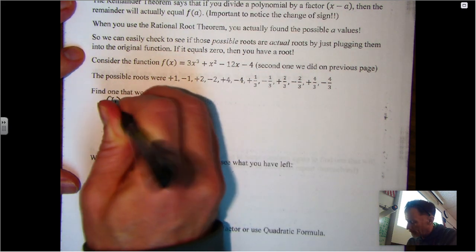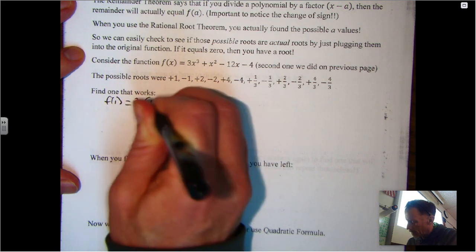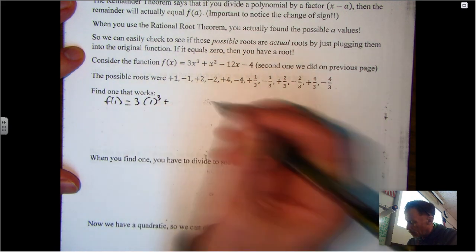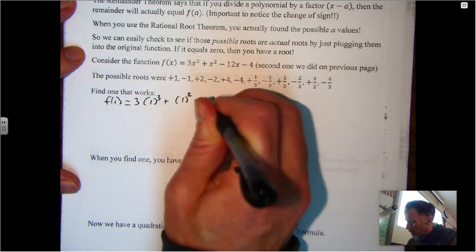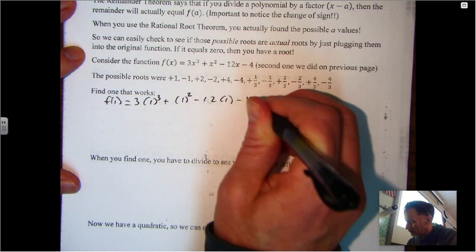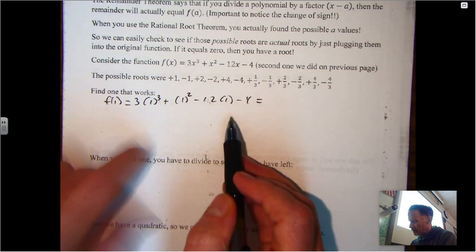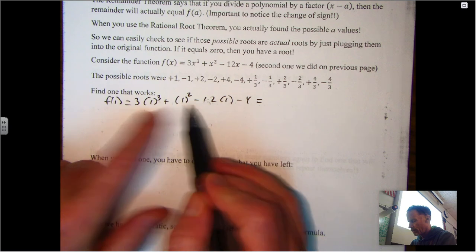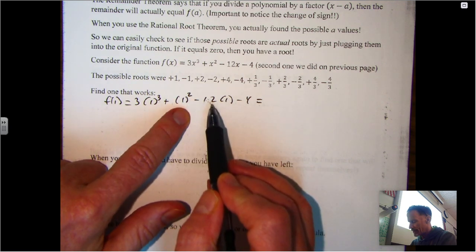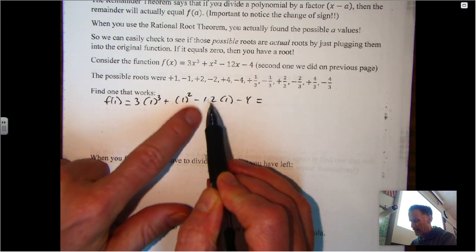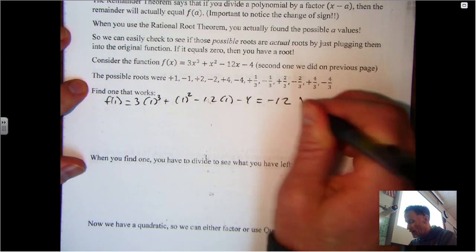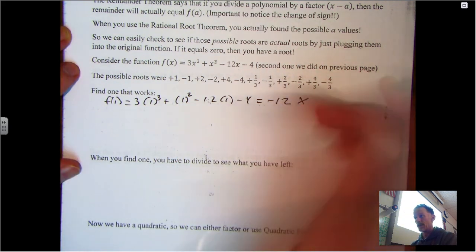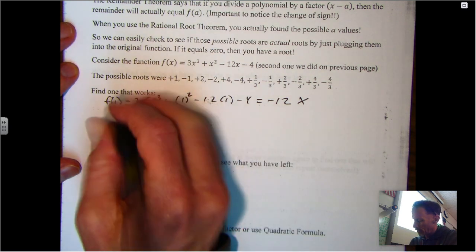Let's plug in 1 for all of the x's of my function. So f of 1 is going to be 3 times 1 to the third plus 1 squared minus 12 times 1 minus 4. If you work that out, 3 plus 1 is 4, 4 minus 12 is negative 8, and then negative 8 minus 4 is negative 12. Doesn't work. Again, all we care about is if it's equal to 0. So if it doesn't equal 0, I don't care. Moving on. Check the next one.